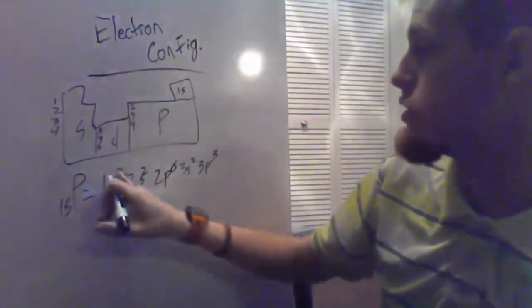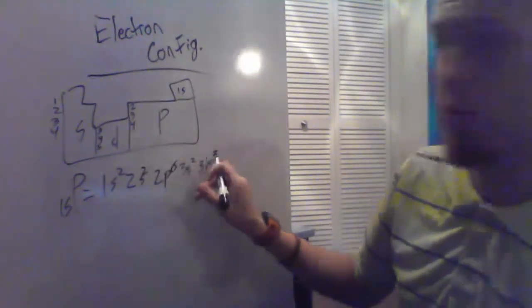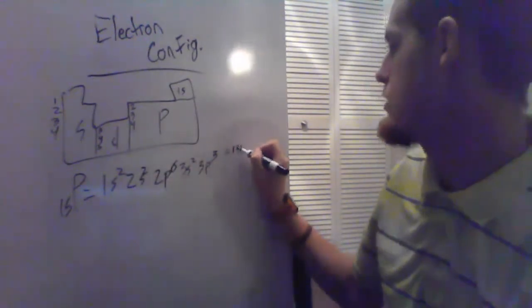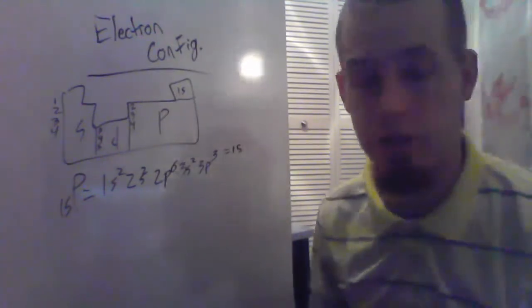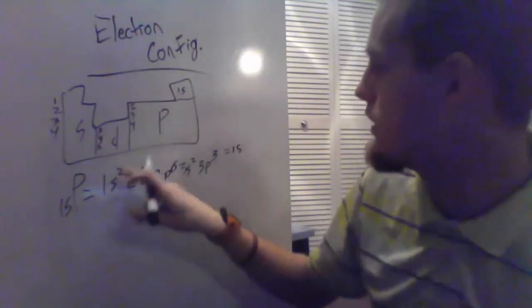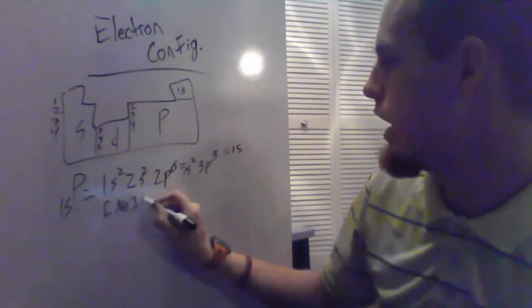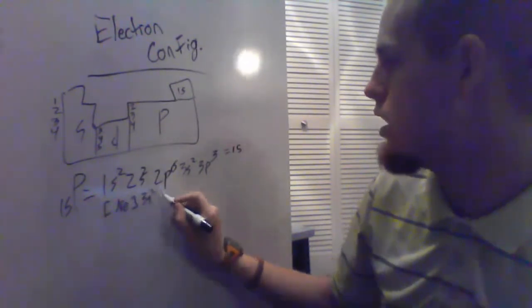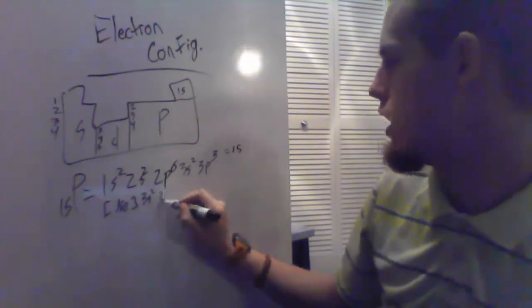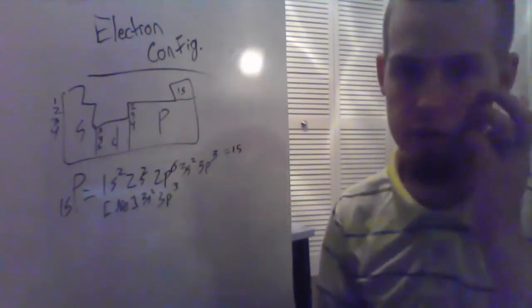But I think we got it right. Another way to check: 2 plus 2 plus 6 plus 2 plus 3 is 15, and element 15 is phosphorus. Noble gas-wise, the noble gas before phosphorus is neon. After neon is the 3s range, and then you can just finish it like that as well.